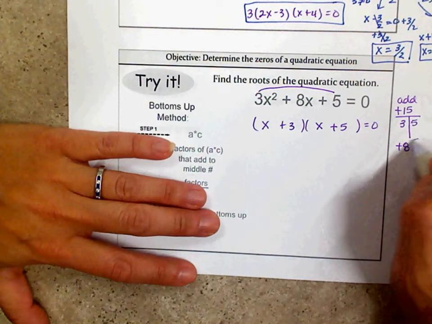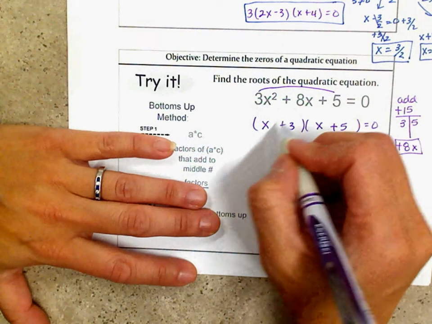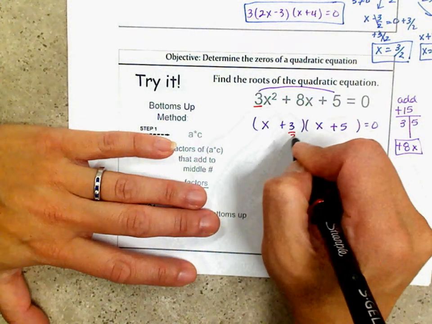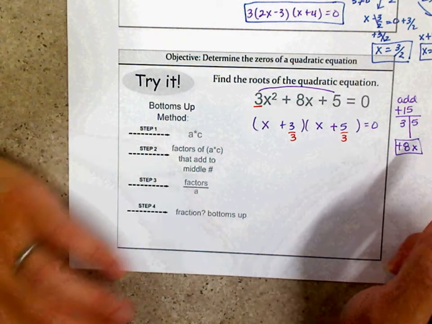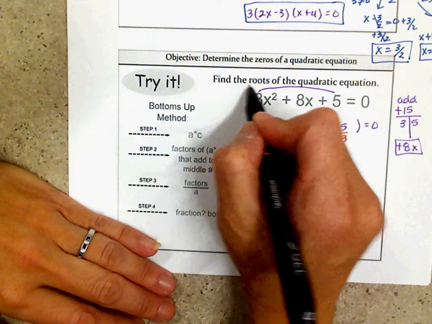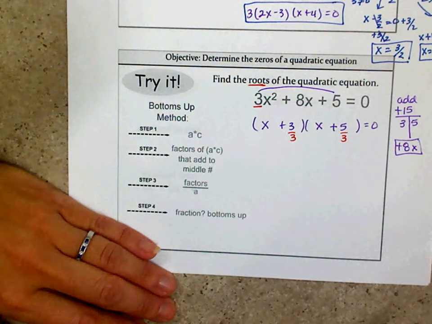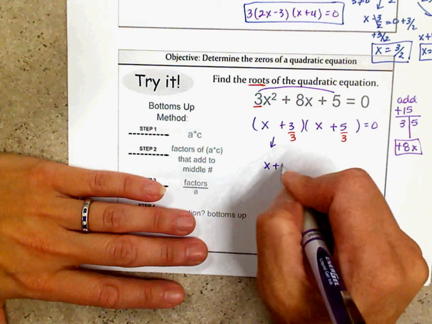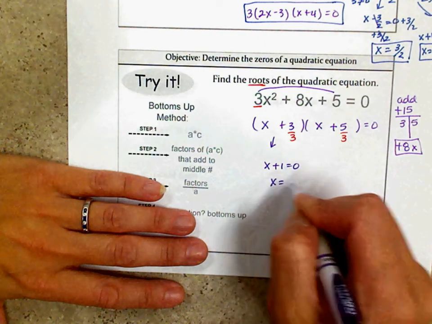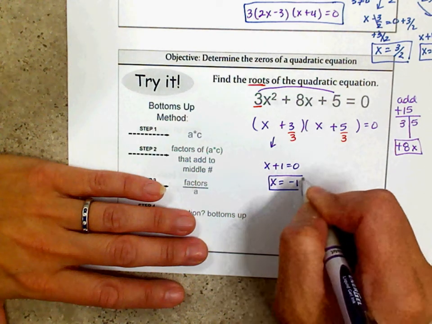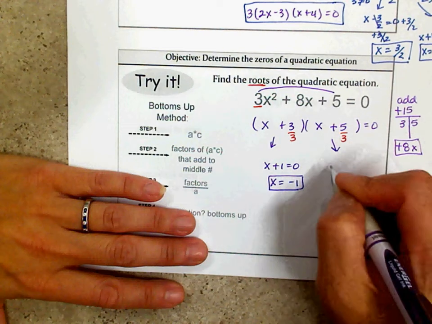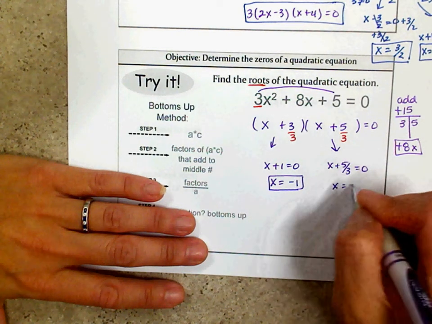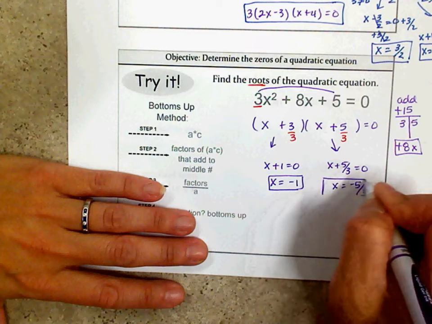Okay. Now, see that 3 right here? You remember this 3? Divide each of these by 3. Let's read the direction. Find the roots. Okay, so I'm not factoring. I am just solving. So what do? X plus 1 equal to 0. Subtract 1 from both sides. This one here, x plus 5 over 3 equals 0. Subtract 5 over 3 from both sides, and there you have your zeros. Okay?